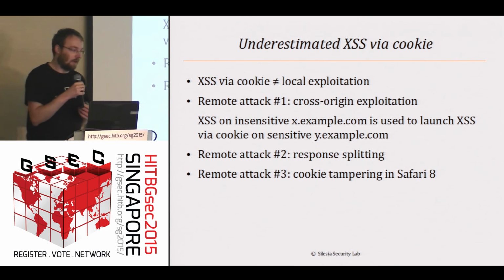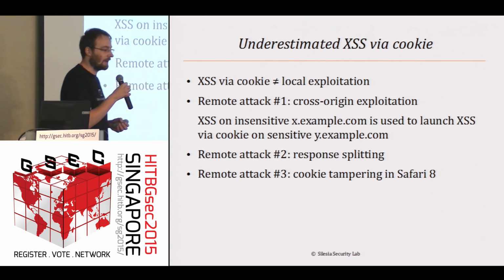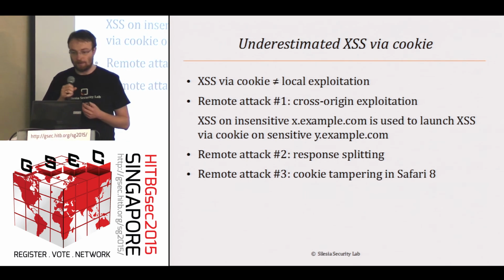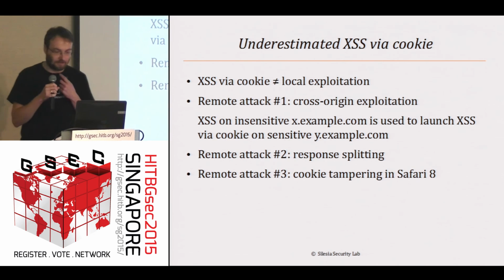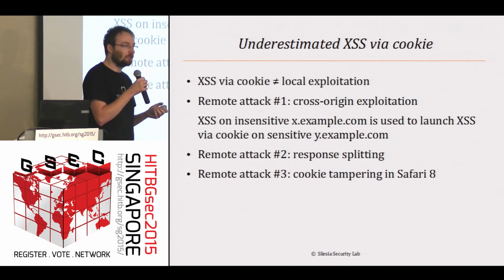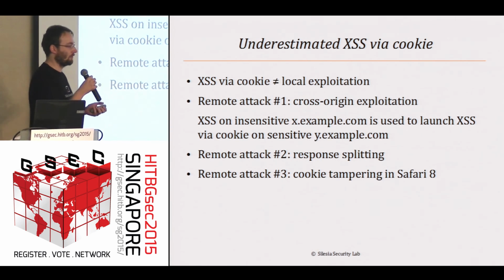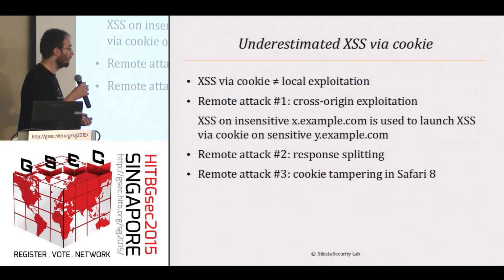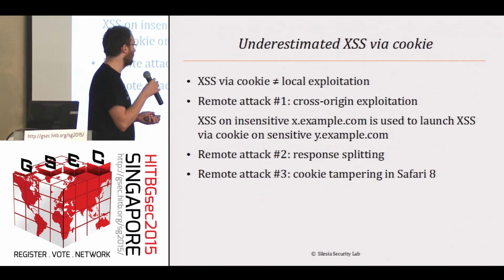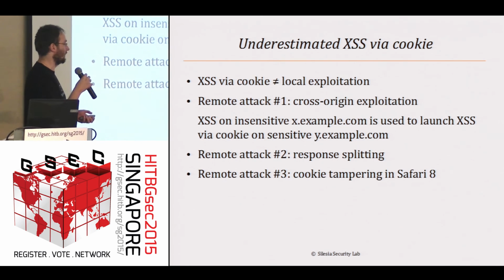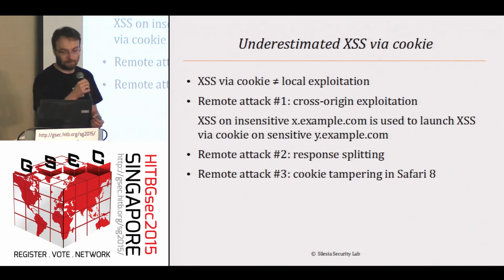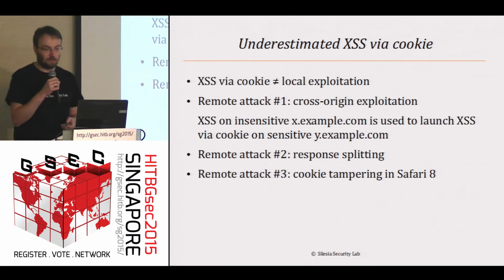And yet another one from the previous slide. I have presented how you can use cookie tampering in Safari 8 to fully remotely set an arbitrary cookie in the cookie jar of the user. So in this case, you don't need any kind of insecure subdomain. Just send the link, for example, and this is it. And you've got a fully working remote solution.